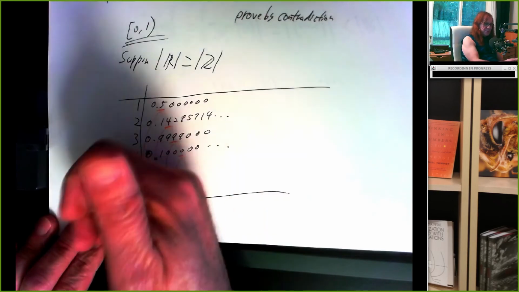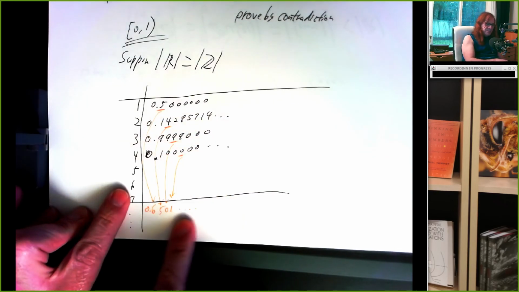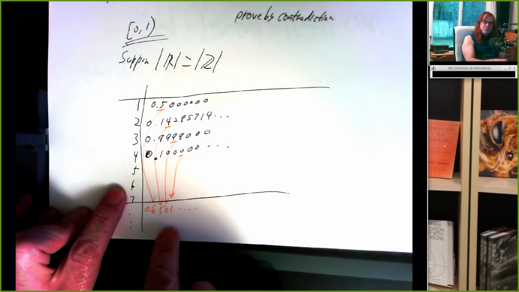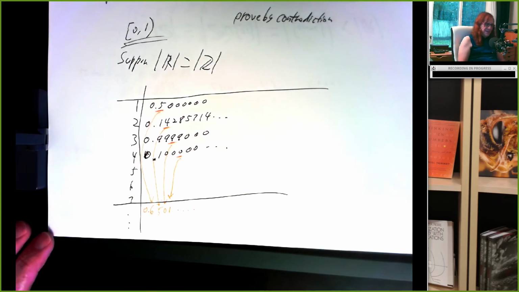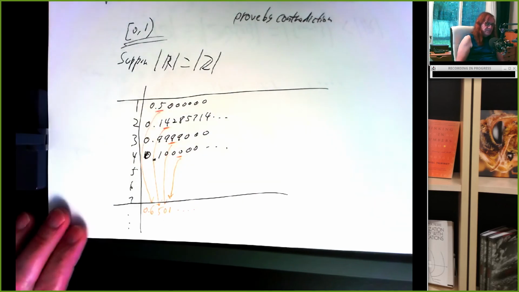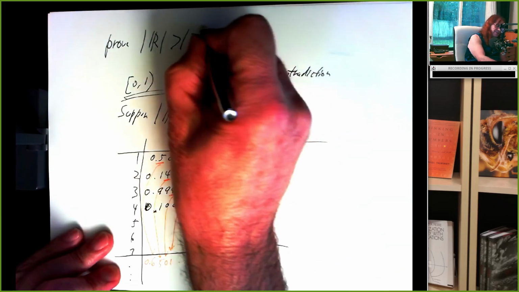And if this is truly a one-to-one correspondence, there's some integer n that should represent this number. But it can't, because that number and this number will differ in the nth digit. And so that's enough to prove that there is no one-to-one mapping. And so the set of reals is fundamentally bigger than the set of integers.